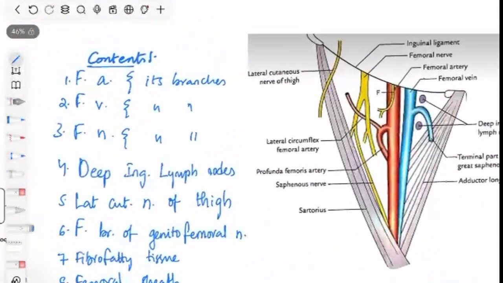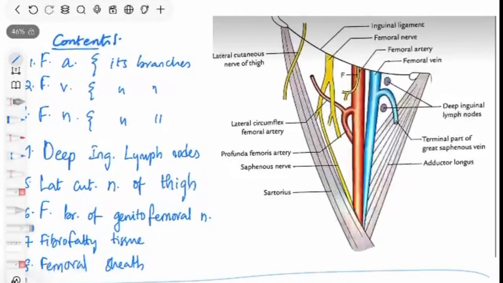Now coming to the contents of the femoral triangle, we have the femoral artery and its branches, femoral vein and its branches, femoral nerve and its branches. We have deep inguinal lymph nodes, lateral cutaneous nerve of the thigh, the femoral branch of genitofemoral nerve, fibrofatty tissue, and femoral sheath. The femoral sheath does not contain the femoral nerve but contains only the femoral artery, the femoral vein, and the lymph node.